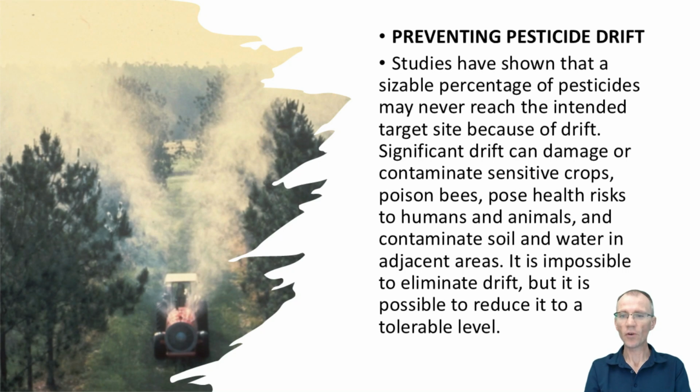Preventing pesticide drift. Studies have shown that a sizable percentage of pesticides may never reach the intended target site because of drift. Significant drift can damage or contaminate sensitive crops, poison bees, pose health risks to humans and animals, and contaminate soil and water in adjacent areas. It is impossible to eliminate drift, but it is possible to reduce it to a tolerable level.